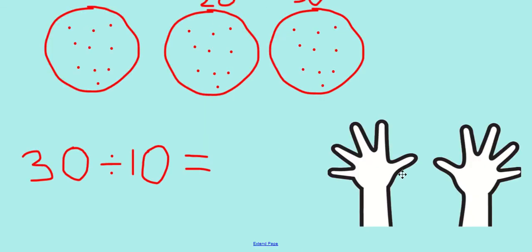Or you could use your fingers, couldn't you? So here we are. Here are my fingers. I'm going to count in tens until I reach my total of 30. 10, 20, 30. So I counted in tens because each bus has 10 children in it. I've got 1 bus, 2 buses, 3 buses. So once again, 30 divided by 10 equals 3.